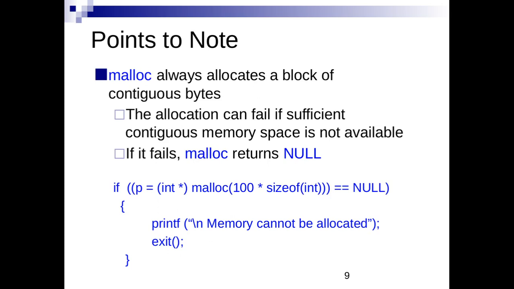Points to note: malloc always allocates a block of contiguous bytes. The allocation can fail if sufficient contiguous memory space is not available. If it fails, malloc returns NULL.